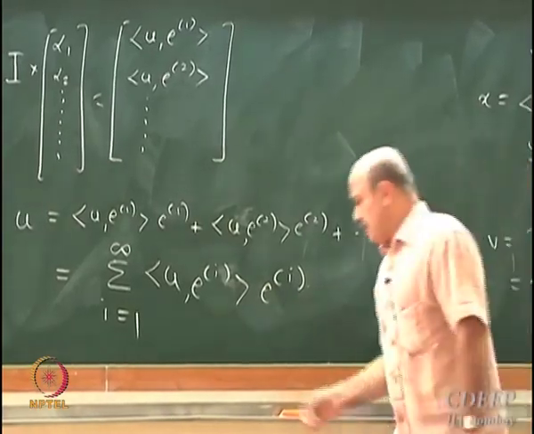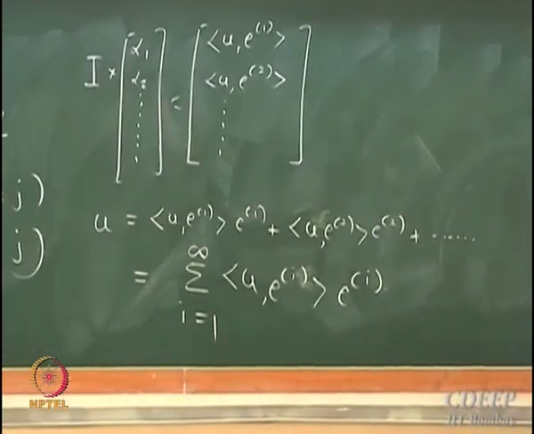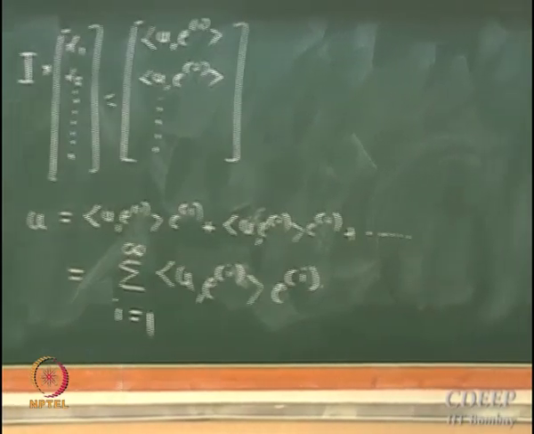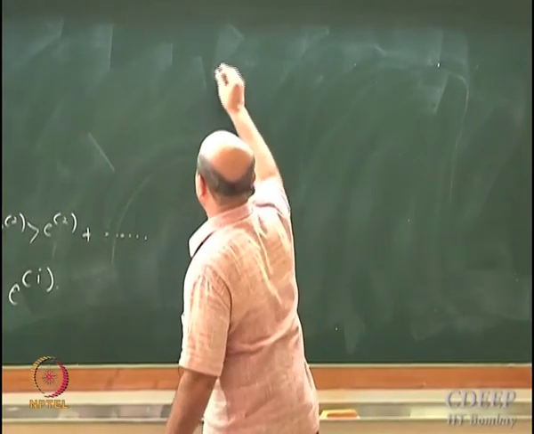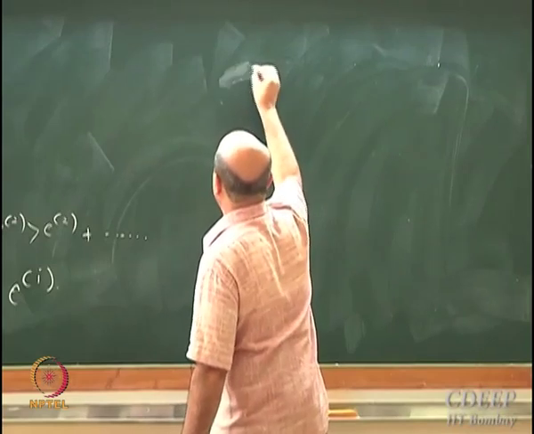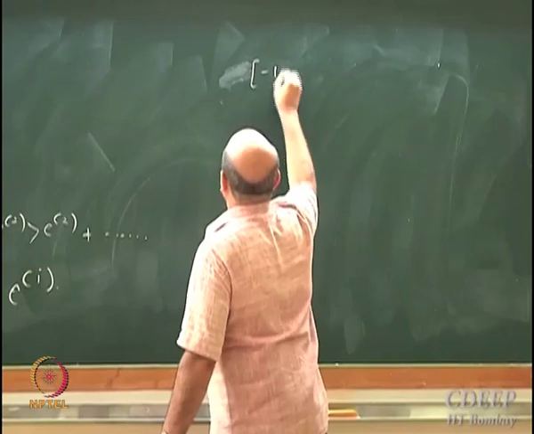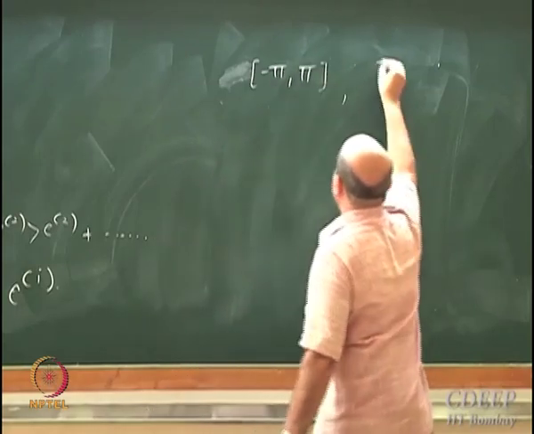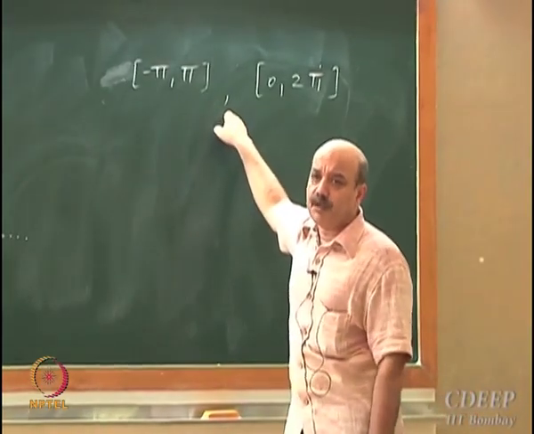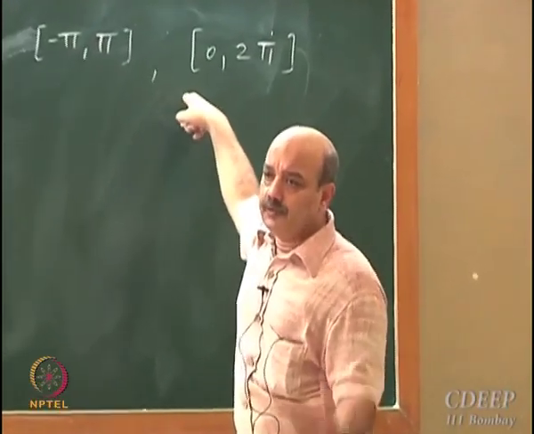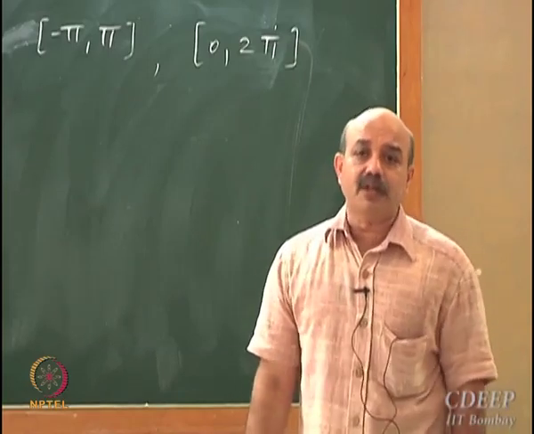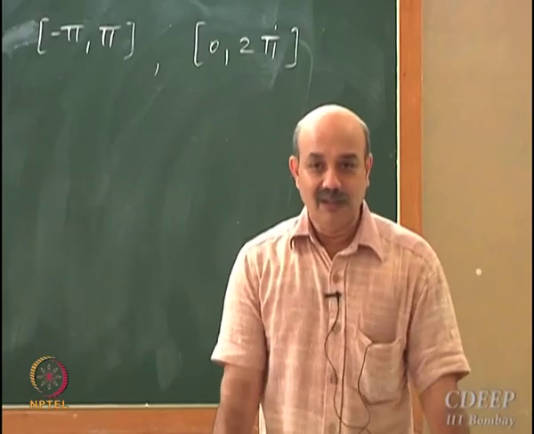If I give you a general function, a specific example of this would be the classical Fourier series which you study in the second year of engineering. It is for the space X of continuous functions over minus pi to pi, or we study over 0 to 2 pi. Square integrable functions over minus pi to pi or 0 to 2 pi. This is where you look at these expansions. And then we are given these basis vectors. Unfortunately, sine and cos are not orthonormal, they are orthogonal.